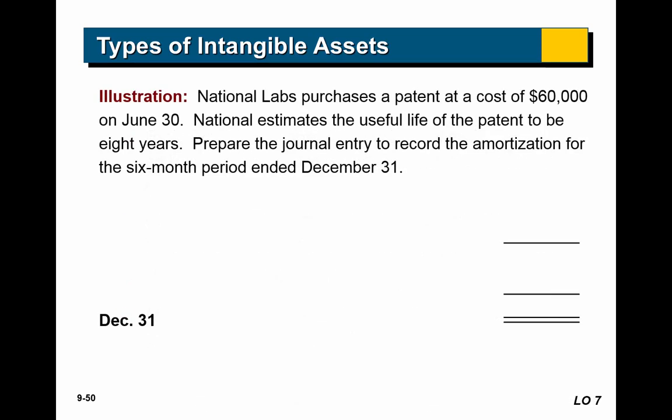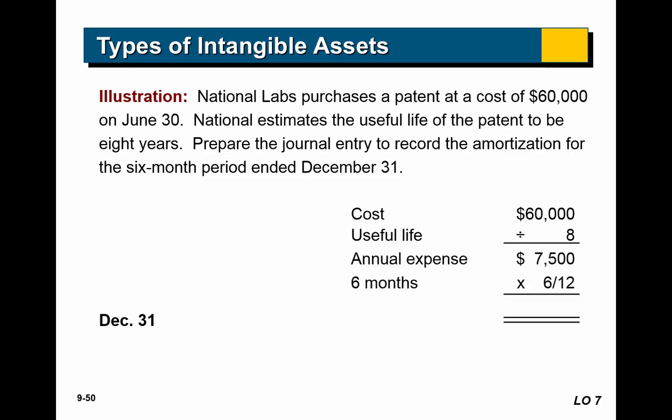So here's National Labs. They purchase a patent at a cost of $60,000. They estimate the useful life of the patent to be 8 years. Prepare the journal entry. So we take the cost divided by its useful life. That gives us an annual expense of $7,500. It says prepare the journal entry for a 6-month period. So we take the annual amount, divide it by 2, or multiply it by 6 over 12, which is 0.5, which is really just dividing it by 2, right? And that gives us an amortization of $3,750.